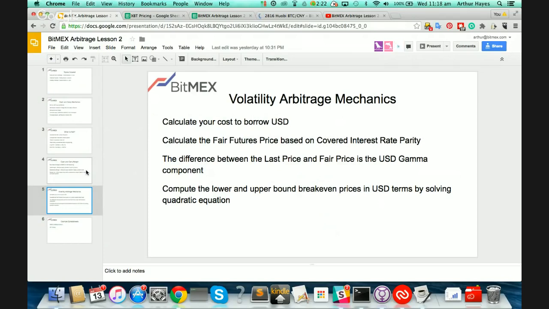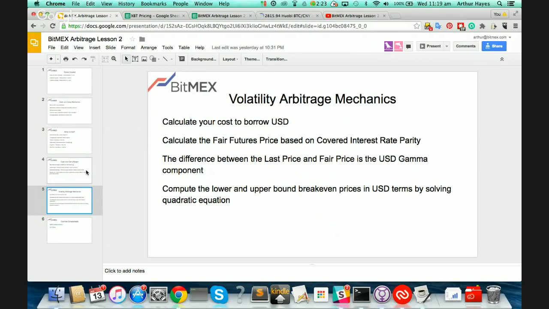Now, we're not using the XBU or inverse contracts for this strategy. We're using our Quanto contracts, the highly leveraged XBT series. And because of the quadratic exposure in US dollars, these contracts will trade at a premium to the covered interest rate parity implied price. And that difference is your US dollar gamma component or convexity. Essentially what you're trading, as I described in lesson 1, is volatility.